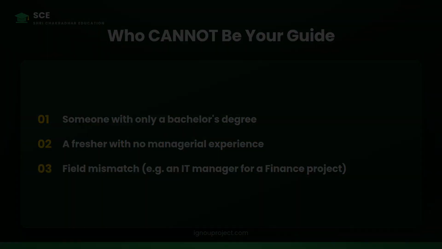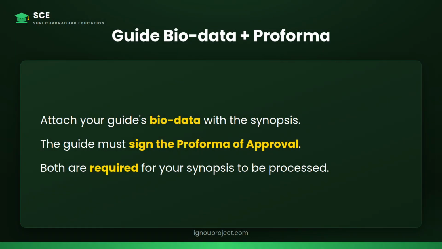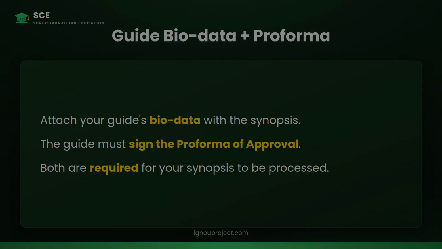Now, what does the guide actually do, and what must you submit? Your guide helps you refine your topic, approves your synopsis, supervises your research, and signs the certificate of originality in your final report. With your synopsis, you must submit the guide's bio data, a short profile showing their qualification and experience, and the Proforma for approval of the project proposal, signed by both you and your guide. Without these, your synopsis will not be processed.